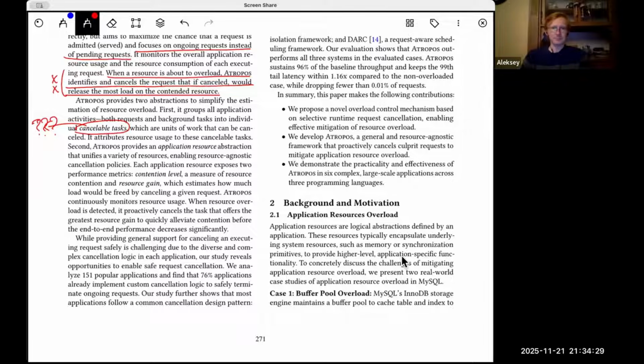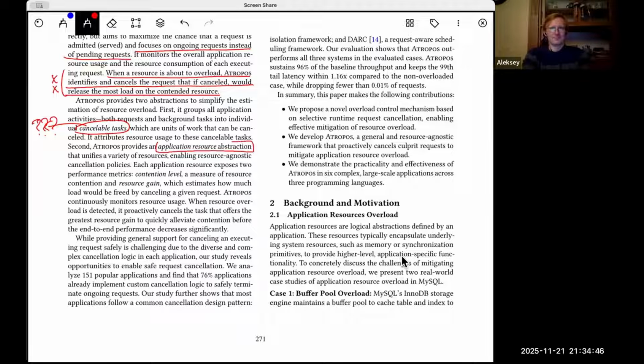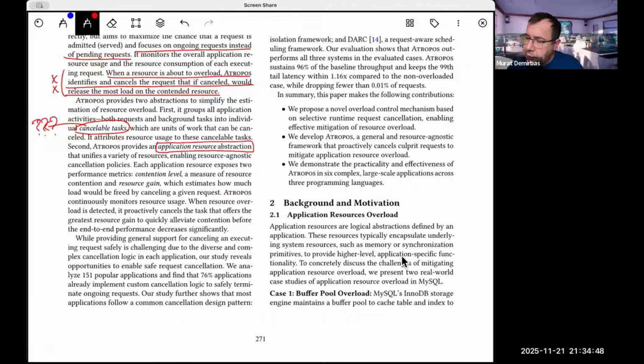I don't know. Second, Atropos provides an application resource abstraction that unifies a variety of resources, enabling resource agnostic cancellation policies. I don't know what this means.